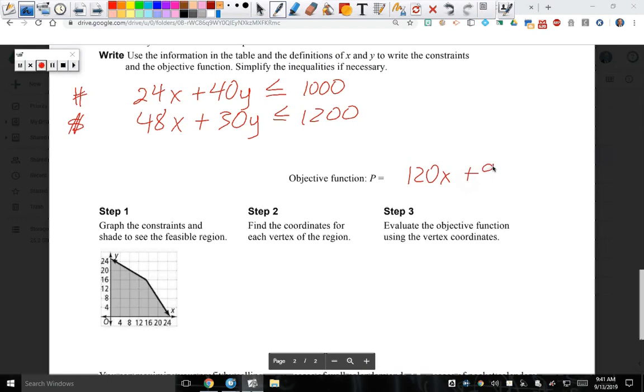120x plus 90y. Because this equation is what we're trying to maximize. Right? You wouldn't want to minimize profit. If you owned a company, you're not going to want to minimize your profit. You're trying to maximize your profit, and you're trying to see what are all the different possibilities of intersections that occur so that you can see where your maximized profit will occur. Okay? Any other equations out there that we could build?